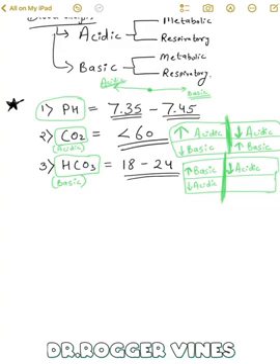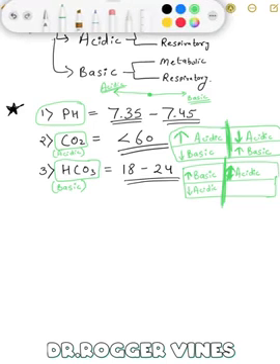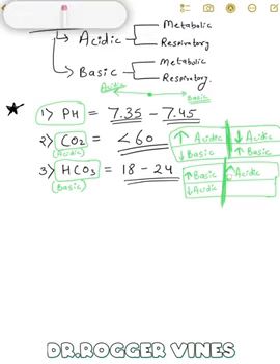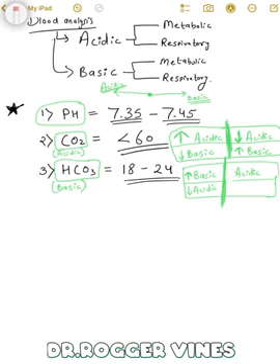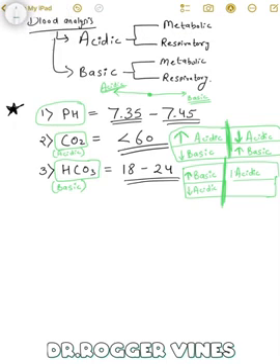No, sorry, I got confused right now. If the value is less than 18, then what do we say? It is more acidic, right, guys? Wait, let me write again. It is more acidic if we get less than 18, and we can say it is less basic.